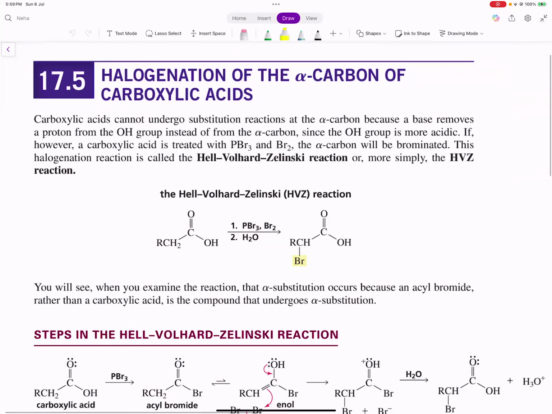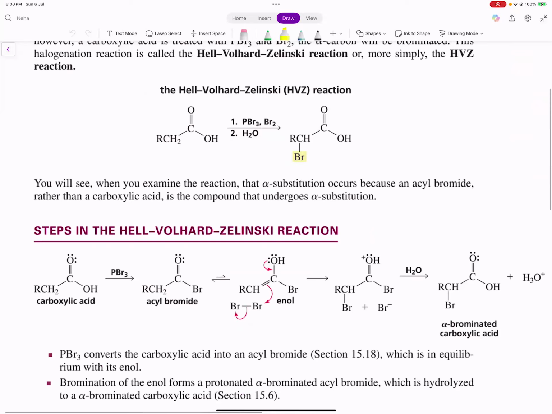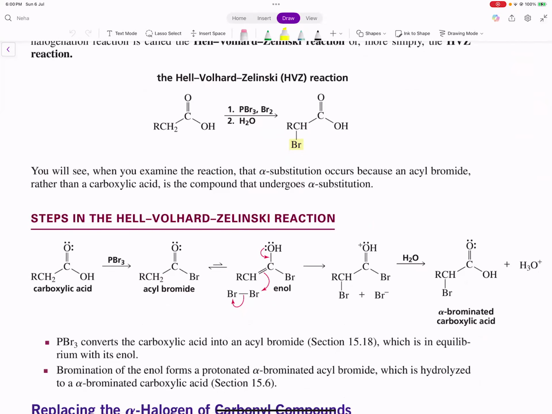Halogenation of the alpha carbon of carboxylic acid. This is the Hell-Volhard-Zelinsky reaction. But see what is happening. Alpha halogenation is taking place. Just go through the mechanism and let me know if you need me. It's the same thing. First PBr3 is going to give an acyl bromide. Then from acyl bromide we are getting an enol, and that enol is going to react, and only one bromine is substituted. See, we talked about this: during the acidic conditions, or when there is no base, only one substitution will take place.